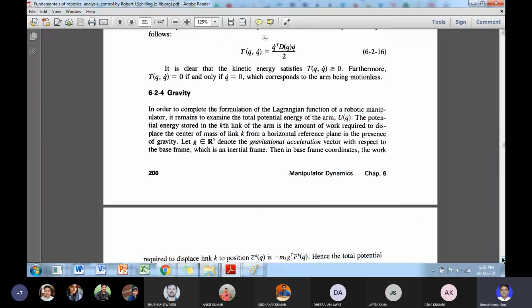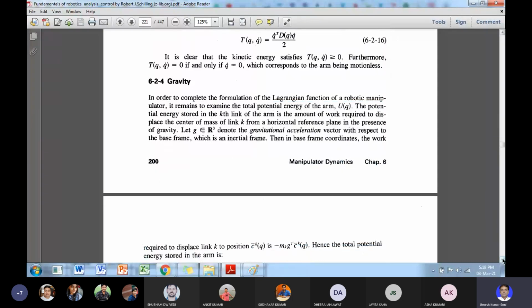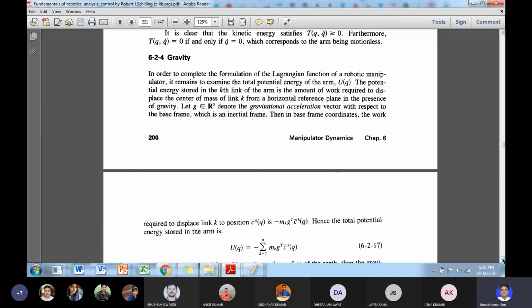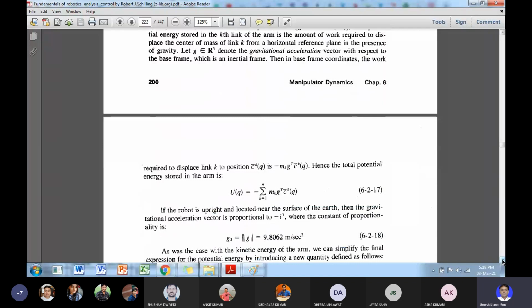Now the effect of gravity on the links. Previously I told you that when we move any link, the center of mass also moves. If we take the base with respect to the base frame, then we need to do work on the center of mass to move it to any angle theta. If we represent it with respect to the Lk frame, then what will be the work? We will get the work in terms of the Lk frame.